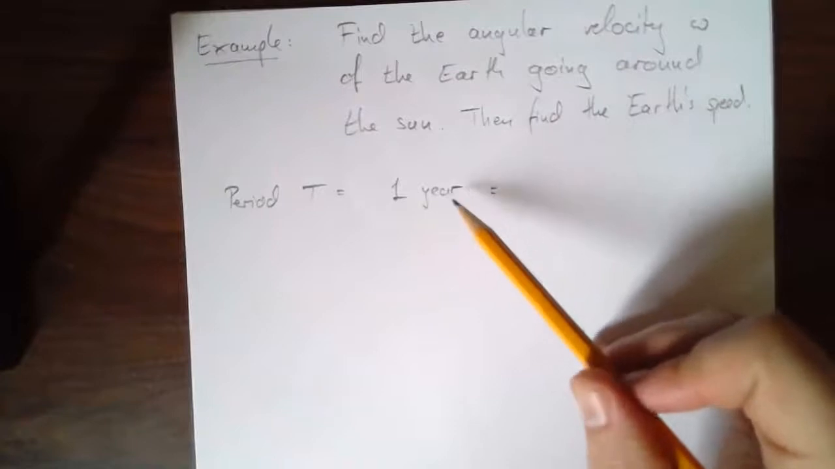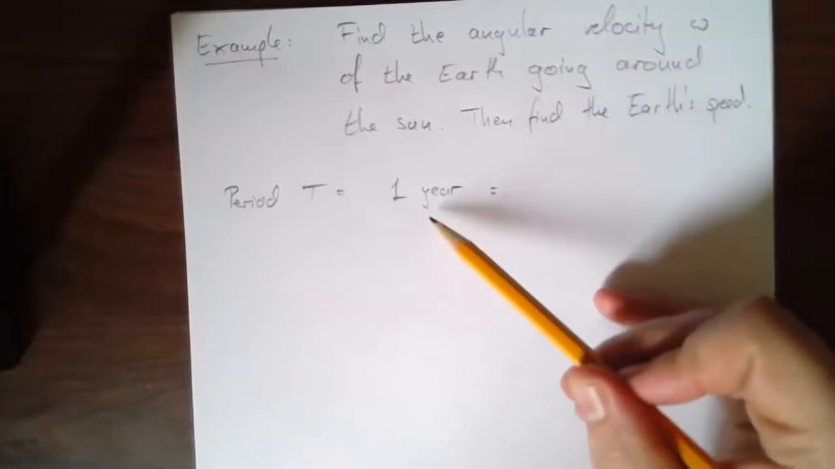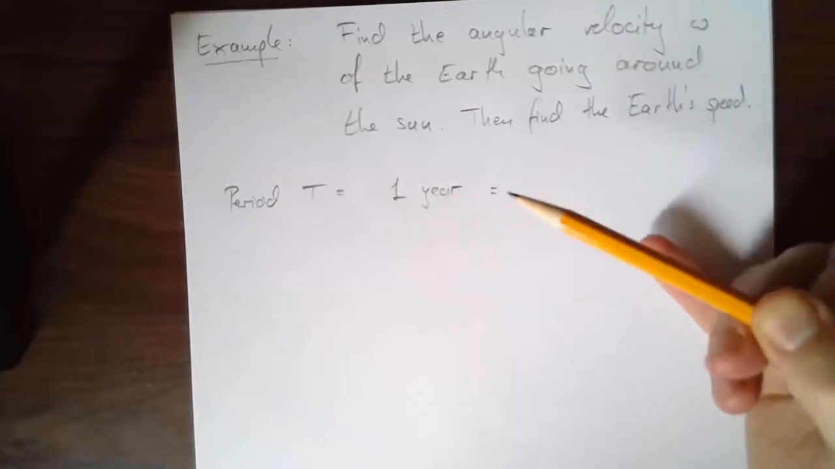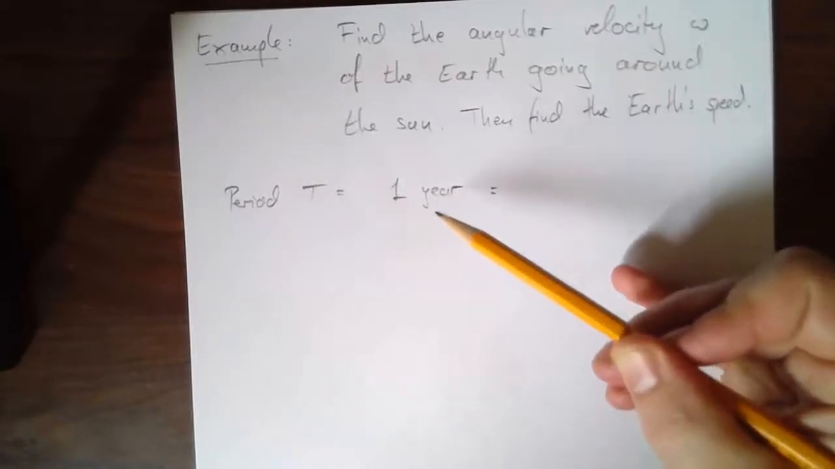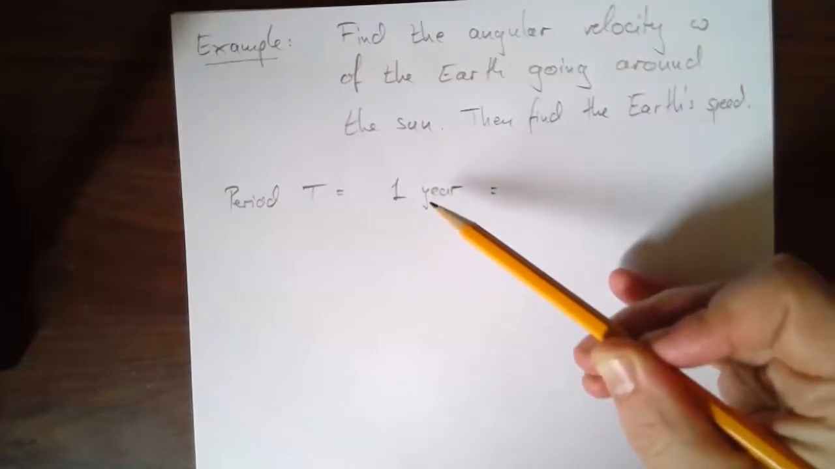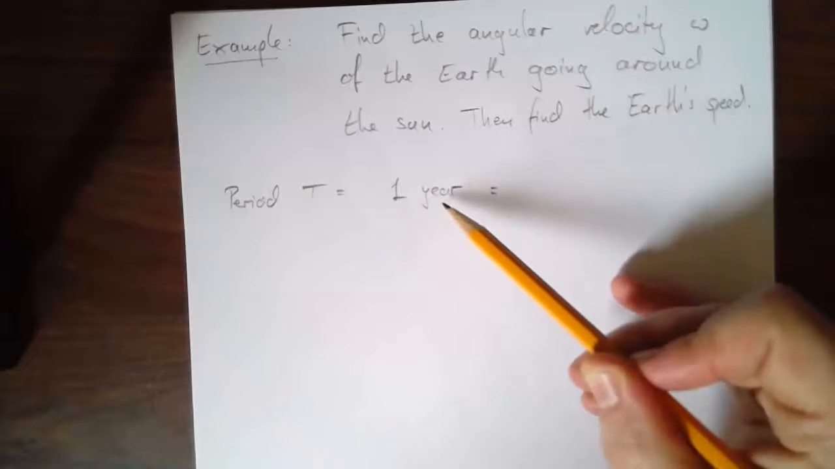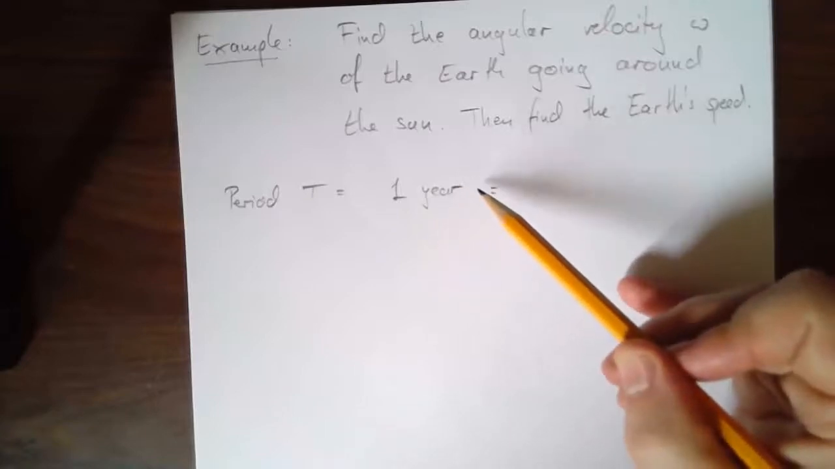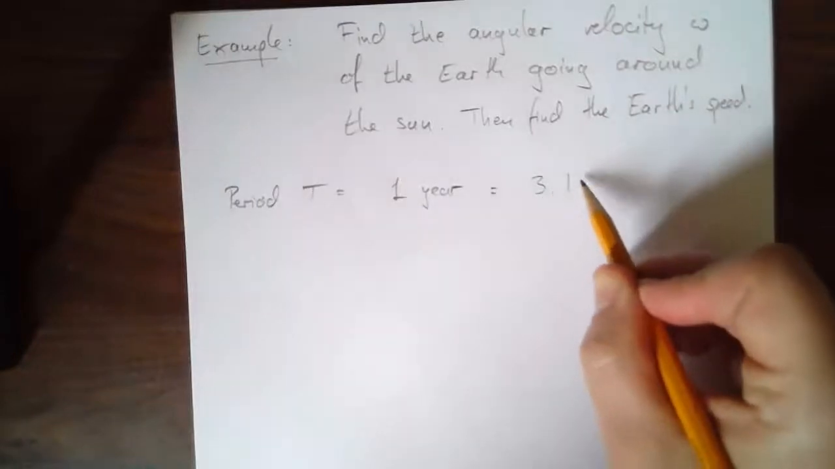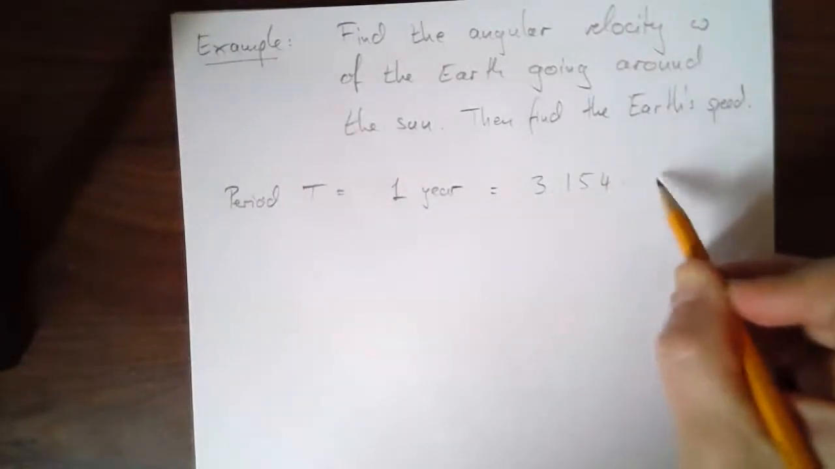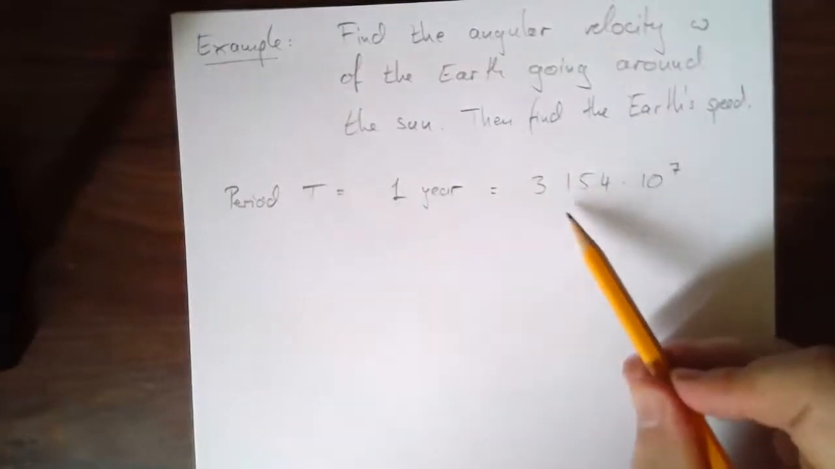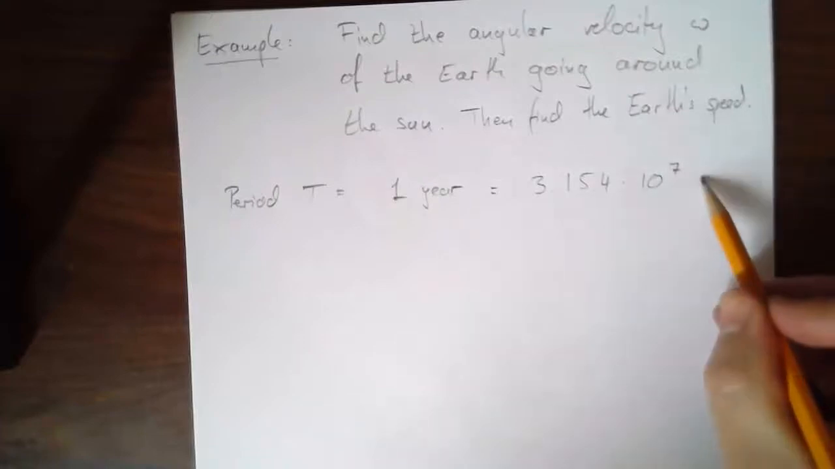365 and a quarter, including leap years, like the average here. 365 and a quarter times 24 hours. So we put days in a year, hours in a day, times 60 minutes an hour, times 60 seconds in a minute. What you're going to get is about 3.154 times 10 to the 7, a bit over 31 million seconds.